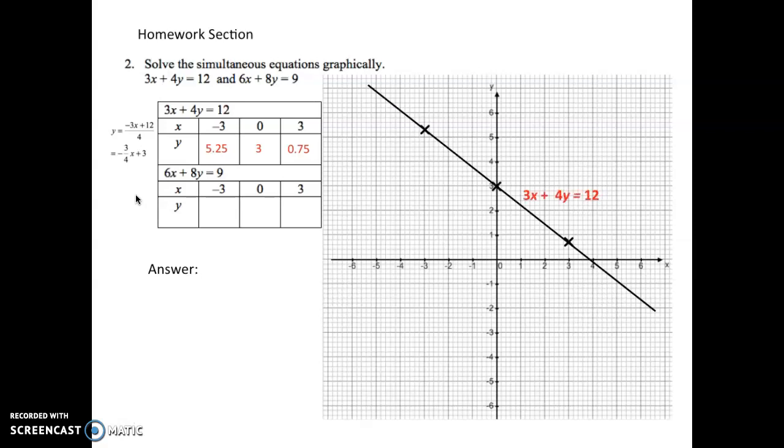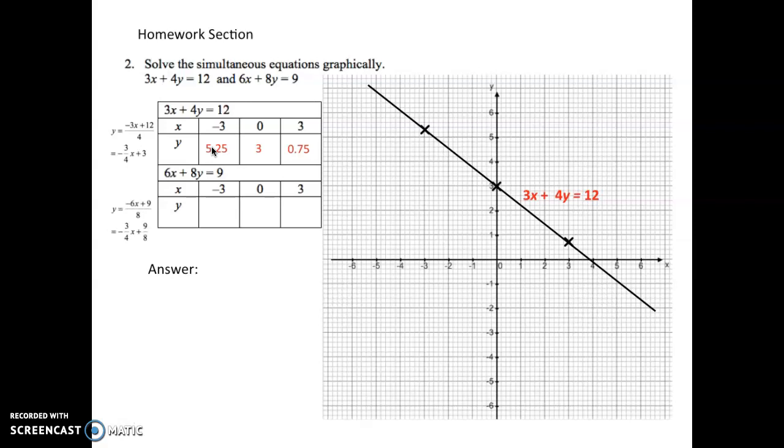So plot your 3 points, join it with a straight line with a ruler, and don't forget to label your graph. This is important because in simultaneous equations graphs, you have 2 graphs and we will need to know which graph belongs to which equation.